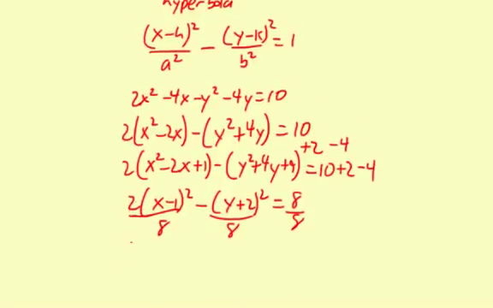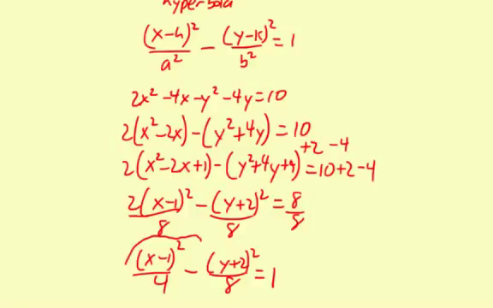So 2 and 8 reduces to 4, so it's going to be x minus 1 quantity squared over 4. And then minus y plus 2 quantity squared over 8 equals 8 divided by 8, which is 1. So there's your equation in standard form for the hyperbola.